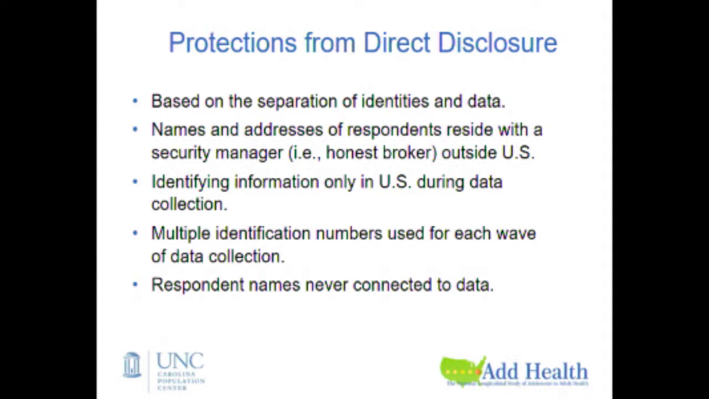So from direct disclosure, what we do is we just separate the identities from the data. We keep the names and the addresses and any other information we have outside of the US. We call this person our security manager. It's an honest broker situation. They have all the identifying information, but none of the survey responses, none of the data. And then the only time that we bring that identifying data back into the US is when we are collecting data. And it doesn't come to us. It comes to our survey contractor, who collects the data.